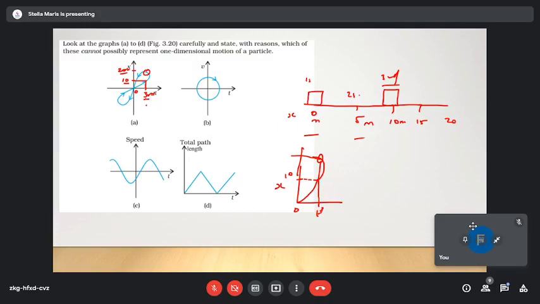This is just an example. At the third second, it is at 10 meters. Or you can say at this second, let's say this is 1, 2, 3, you have two positions at each second. Here one position, here one position, here one position, for each second you have two positions. That is not possible in one dimensional motion. So that is why it is not here. Is it clear for everybody? Clear, sir.